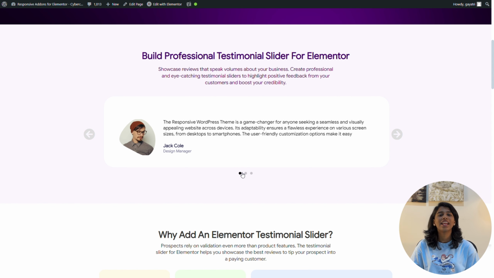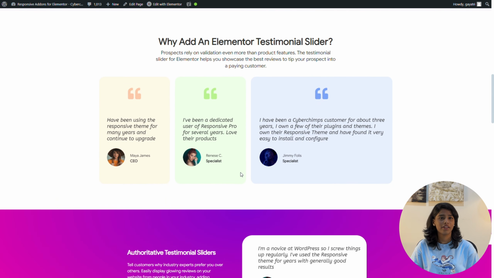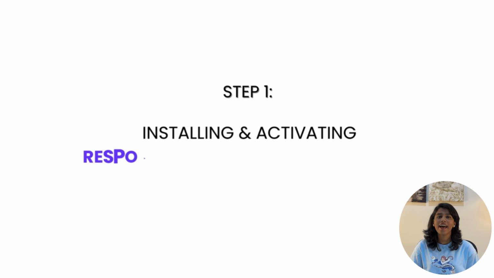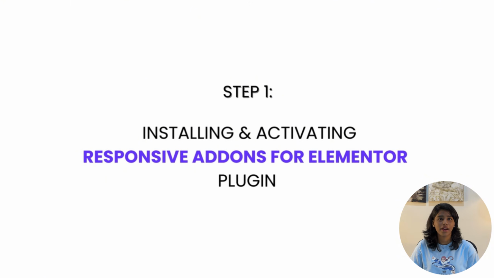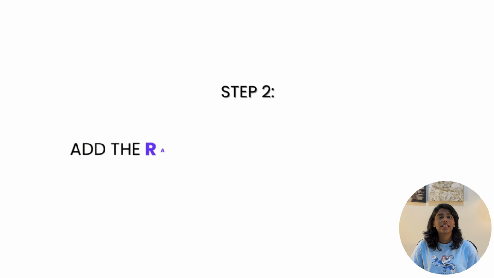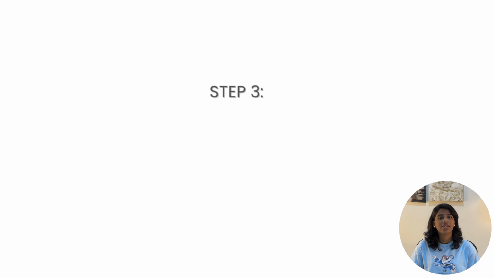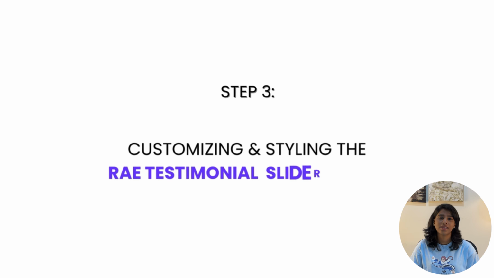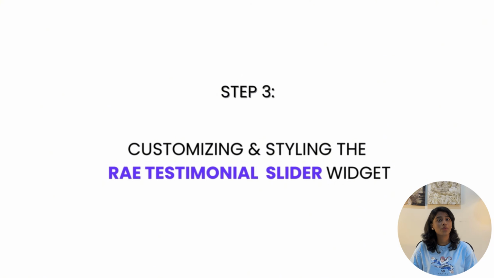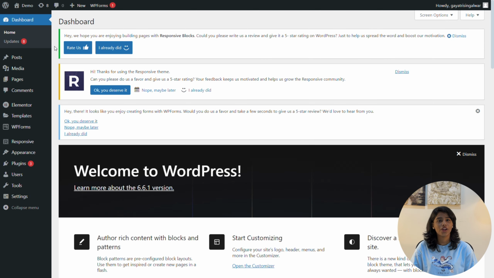Before we dive in, let's take a quick preview of what we will be learning today. Step 1: Installing and activating the Responsive Add-ons for Elementor plugin. Step 2: Adding the testimonial slider widget on your Elementor website. And step 3: Customizing and styling your testimonial slider widget. Now let's get started with the installation of the Responsive Add-ons for Elementor plugin.